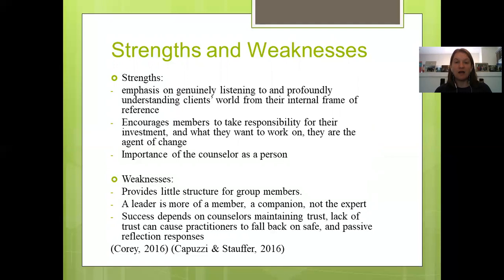Some weaknesses of person-centered theory are that it provides little structure for group members. A leader is more of a member or a companion than the expert. The success depends on the counselors maintaining trust. Lack of trust can cause a practitioner to fall back on safe and passive reflection responses.